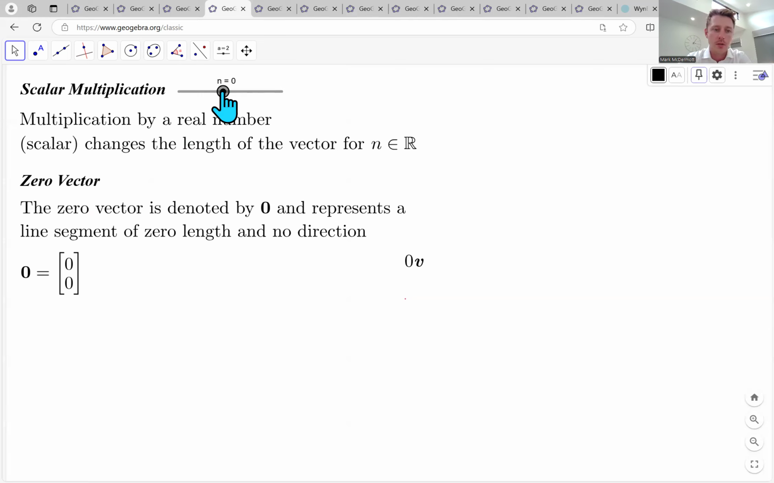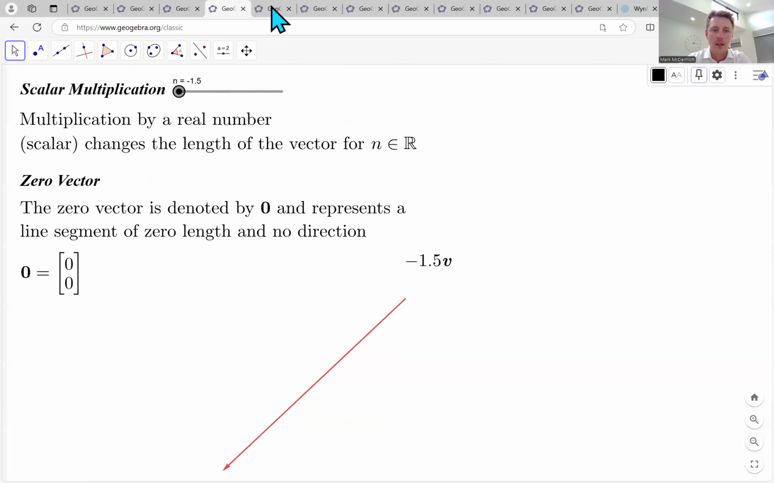In any case, we can also have a scalar being negative. So if we were to take n to be -1, that makes the vector point in the opposite direction. So just to recap there, if n is 1, that's just some vector, v. If we make it -1, it points in the directly opposite direction. We can obviously make that as big or as small as we like. So that is scalar multiplication and the zero vector.